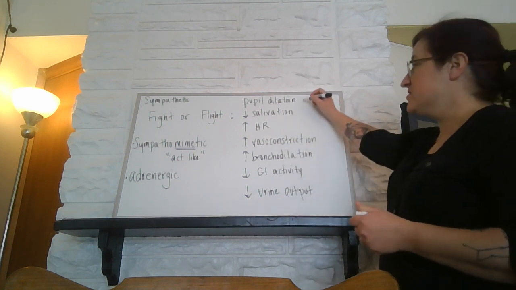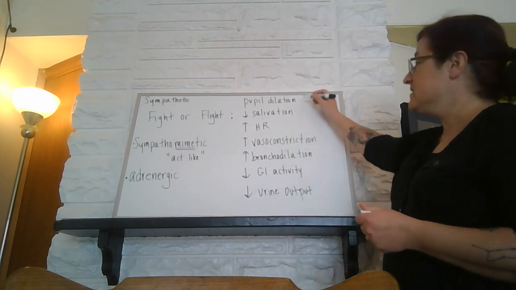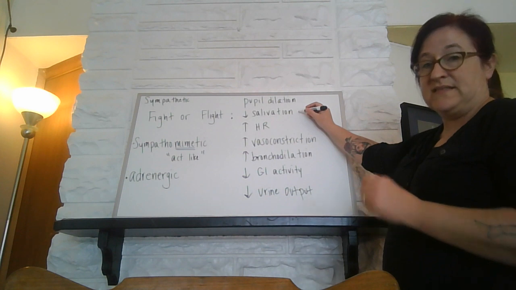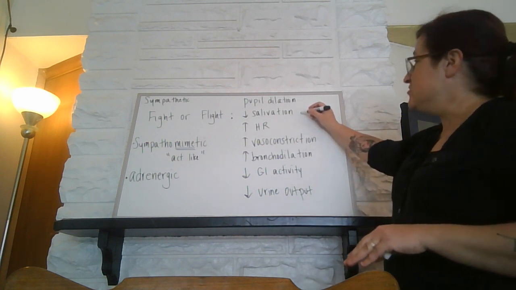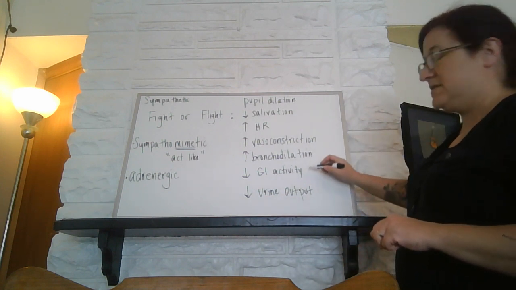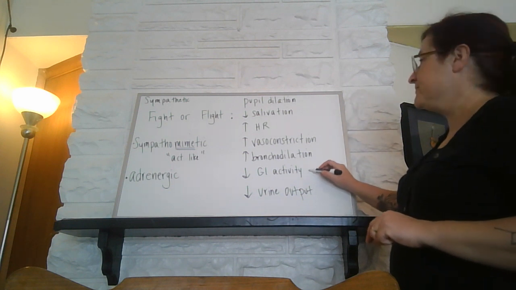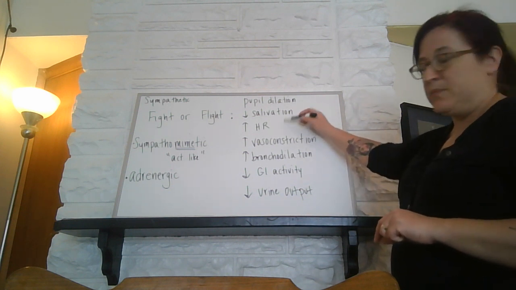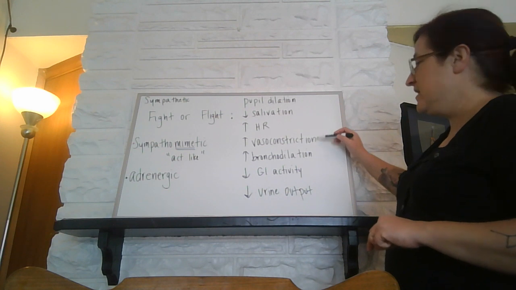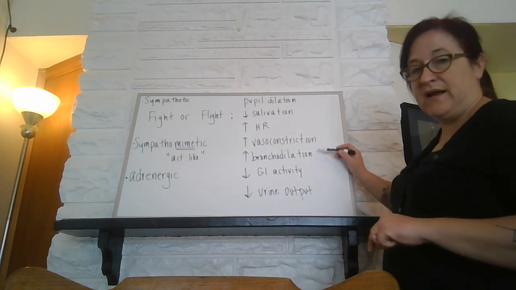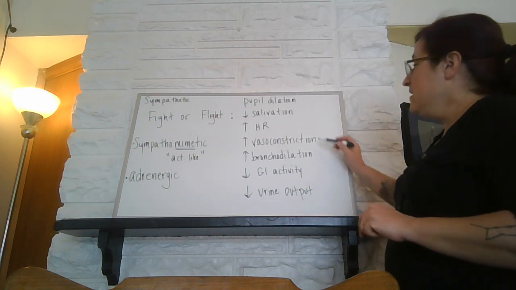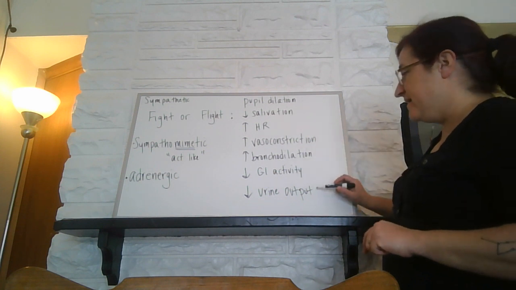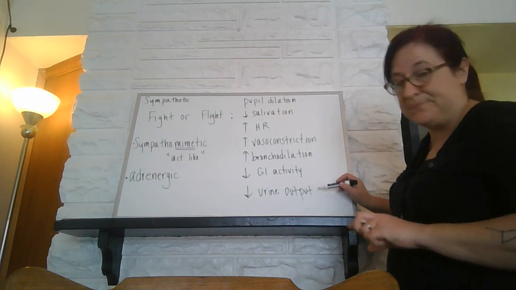So this causes the pupils to dilate. It's slowing down digestion, so there'll be decreased salivation, decreased GI motility. Heart rate goes up, vasoconstriction, and bronchodilation. This is all about getting oxygen to the brain, and then a decrease in urinary output.